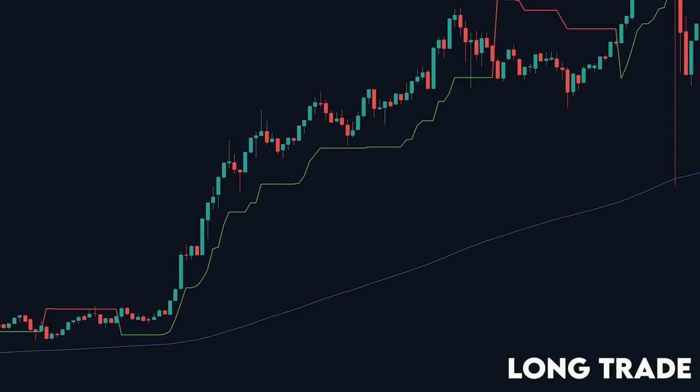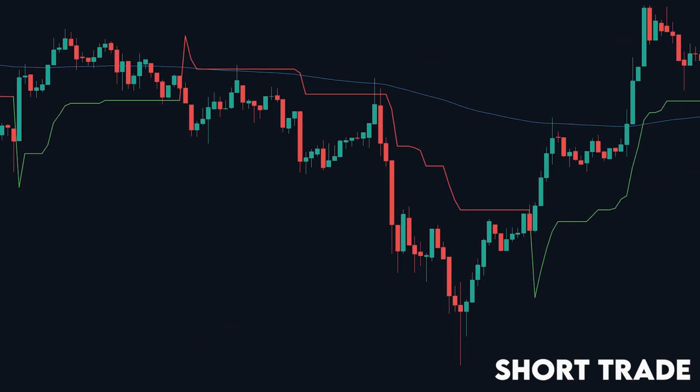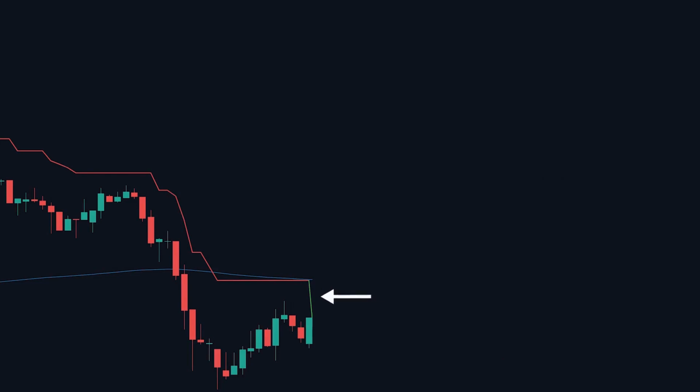The strategy is pretty simple. We will only enter a long trade if the Supertrend line is green and the price is above the 200-day moving average. We only enter a short trade if the Supertrend line is red and the price is below the 200-day moving average. Let me show you an example. So here you can see the Supertrend line is green, but the price is not above the 200-day moving average yet. So we wait.